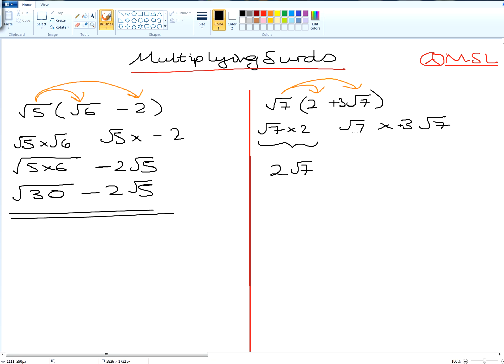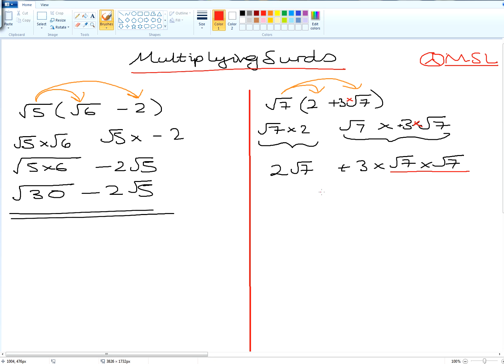Now, what is root 7 times 3 times root 7? What we can do here is rearrange the order and do this as plus 3 times root 7 times root 7, because don't forget, in between the 3 and the root 7, there's times. So we've got a product here: a root times a number times another root. All I've done here is rearrange the roots together.